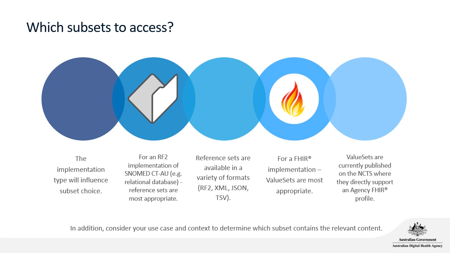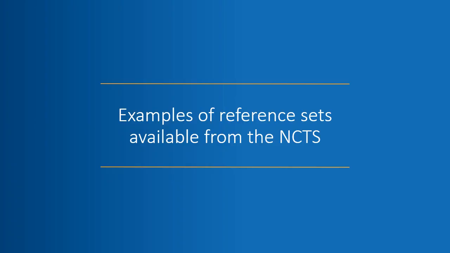Note that not all subsets are available as both reference sets and value sets, and we will talk a bit more about that later on. When it comes to determining which subset to use, you'll also need to understand the content and scope of the subset to determine whether it's relevant for your use case. As mentioned before, we publish documentation that describes the subsets to help with this. Now I'll run through some examples of subset content on the NCTS, starting with reference sets.